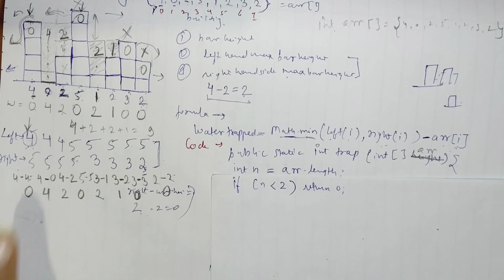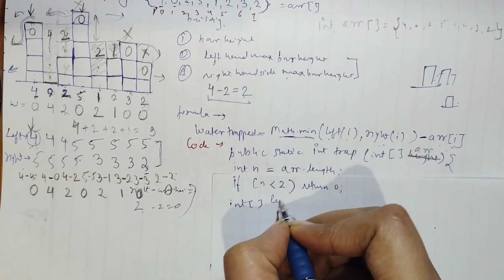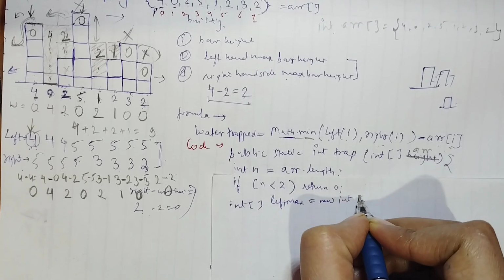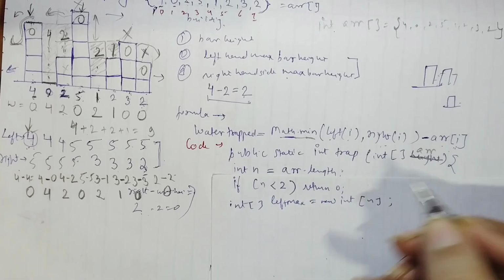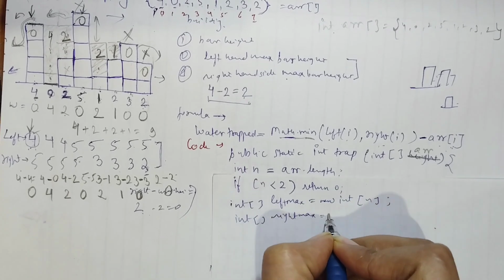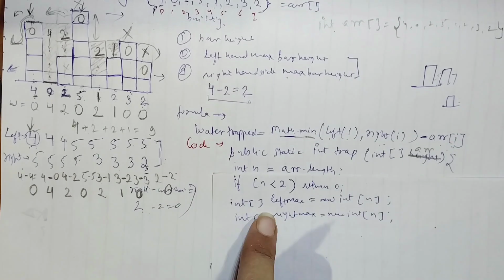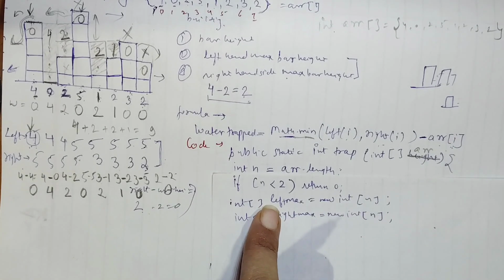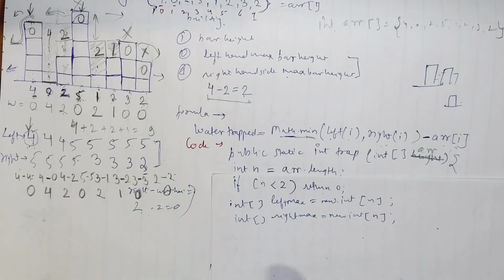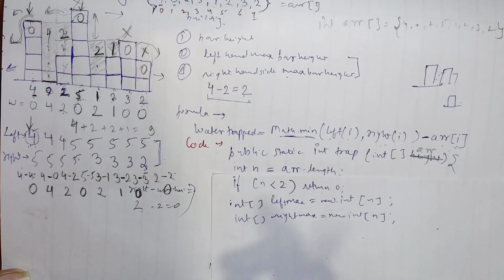Now for the left and right pointers, we are making arrays: int left max equals to new int n, and then for the right, int right max equals to new int n. This left max is the array to store the maximum height to the left of each bar. Now if I talk about right max, the procedure will be the same.